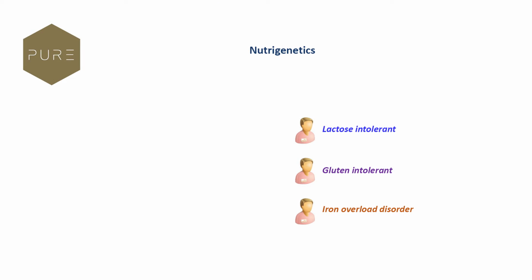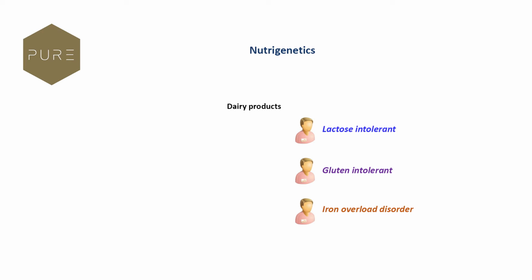Now let's look at 3 people with a genetic disease. One is lactose intolerant. One is gluten intolerant, so he cannot digest wheat, or actually he gets bad reactions from wheat. And the other person has the iron overload disorder, so absorbs too much iron. Now these 3 people listen to the general guidelines of healthy diet, and these say dairy products are healthy, they are a good source of calcium.